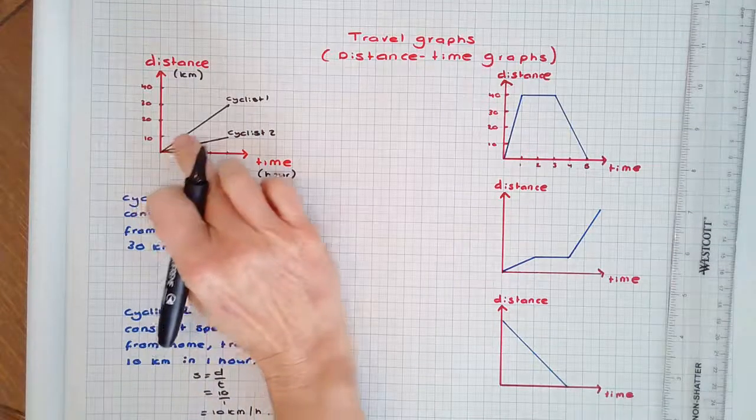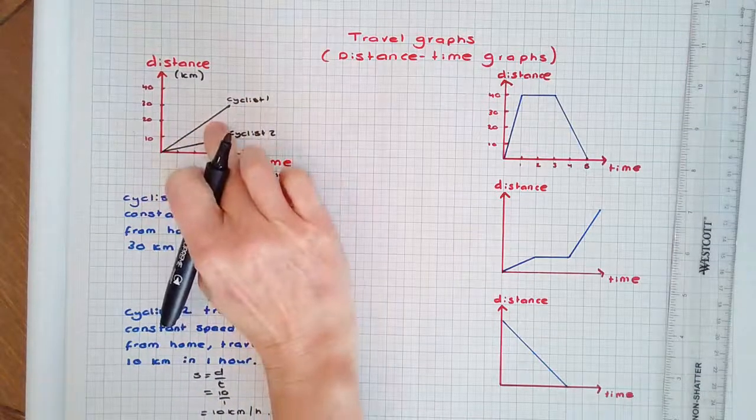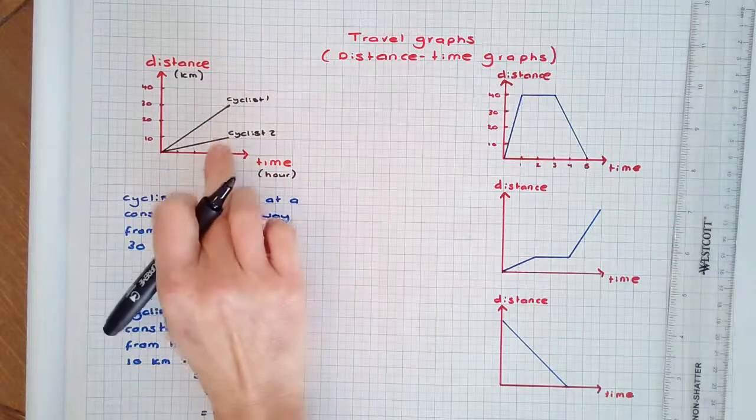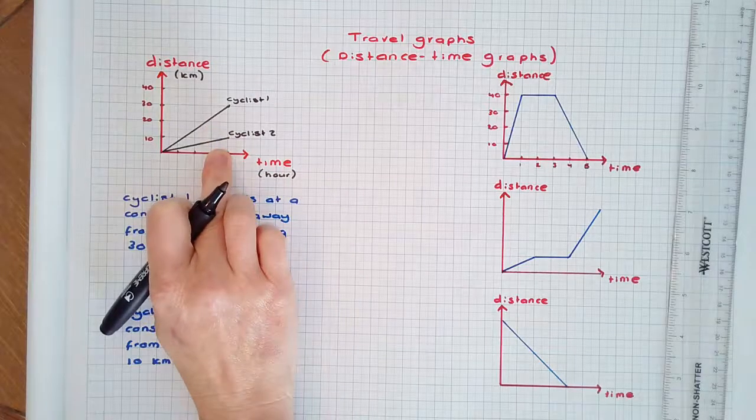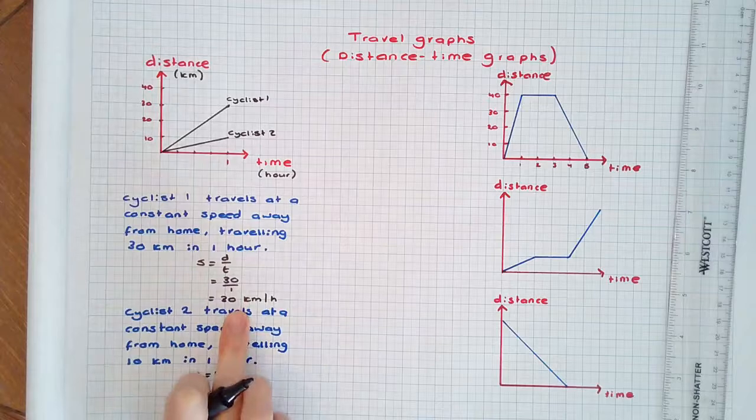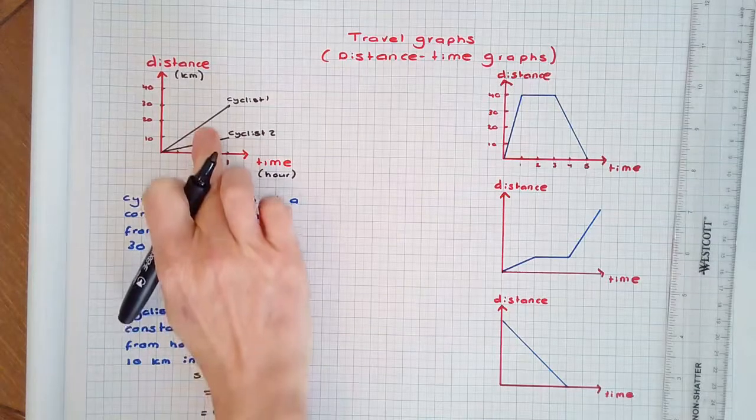The slope, or the gradient of cyclist 1 graph, is steeper than cyclist 2, as they were travelling at a faster speed. The steeper the line, the faster the speed.